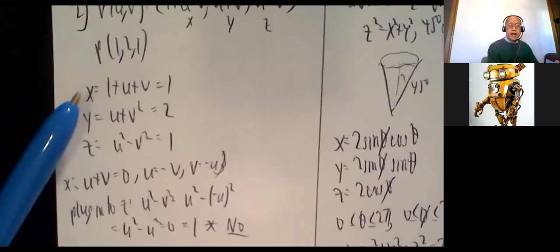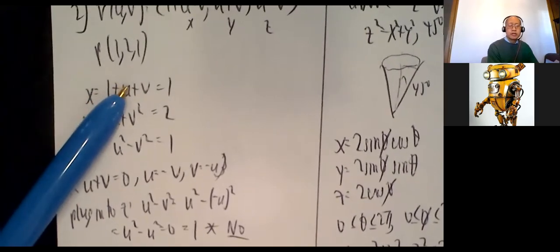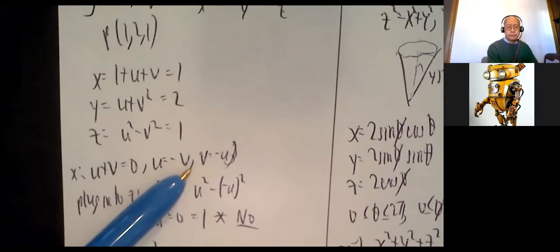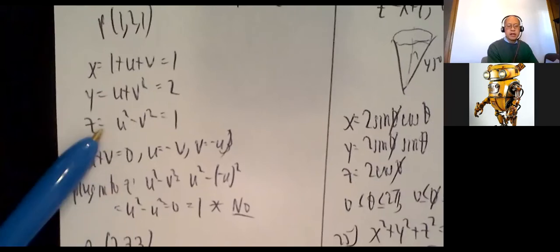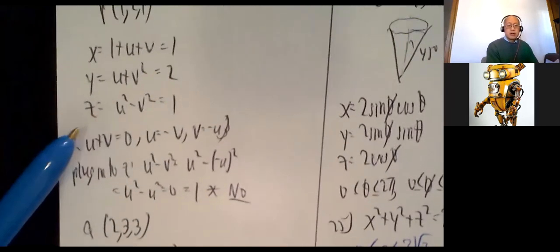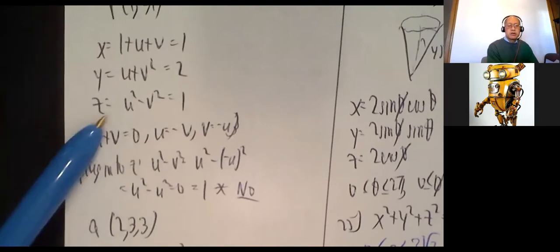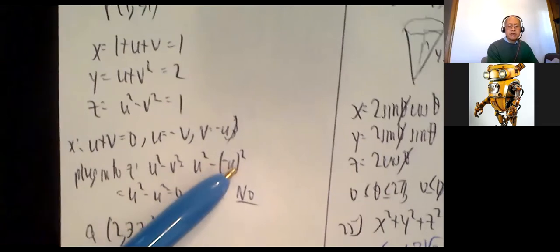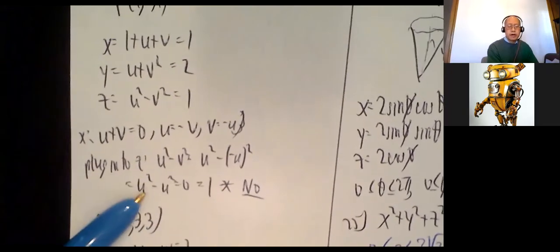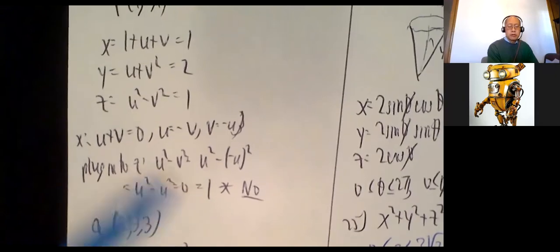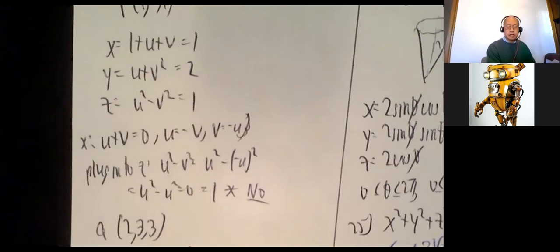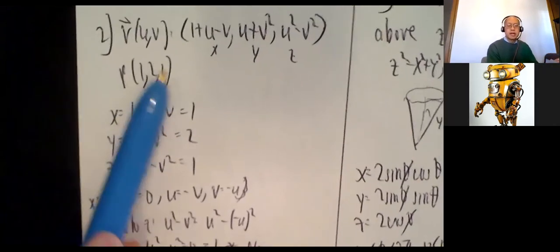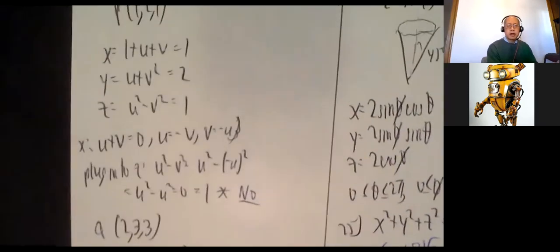See, if you look at X, subtract 1, U plus V is equal to 0. That means U is equal to negative V, or V is equal to negative U, right? Okay, then I'll plug into Z. U squared minus V squared is U squared minus a negative U squared. That's U squared minus U squared, which is 0. And it says 0 is equal to 1. Well, that's a contradiction. That's impossible. So the answer is no. This point in space is not on this surface. Right, I got a contradiction.